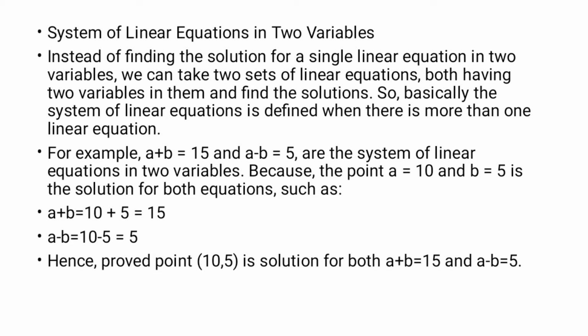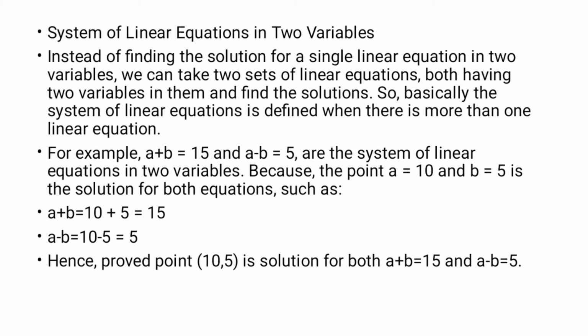System of linear equations in two variables. Instead of finding a solution for a single linear equation in two variables, we can take two linear equations, both having two variables in them, and find the solutions. So basically, a system of linear equations is defined when there is more than one linear equation. For example, a plus b equals 15 and a minus b equals 5 are a system of linear equations in two variables. Because the point a equals 10 and b equals 5 is the solution for both equations, such as a plus b.